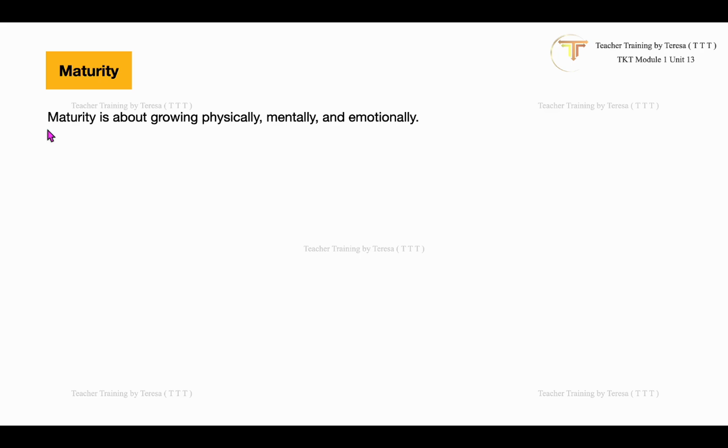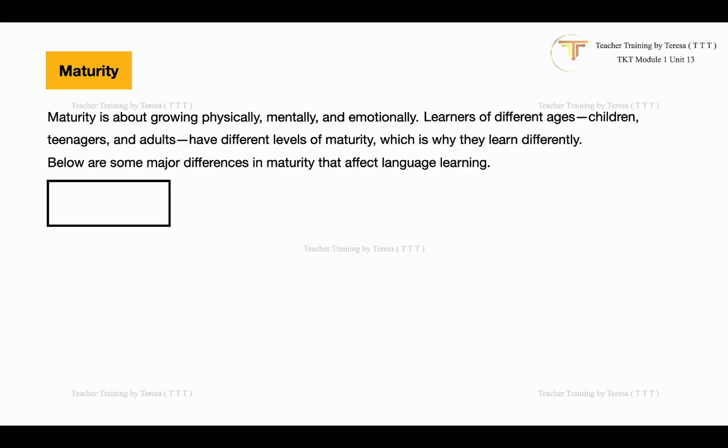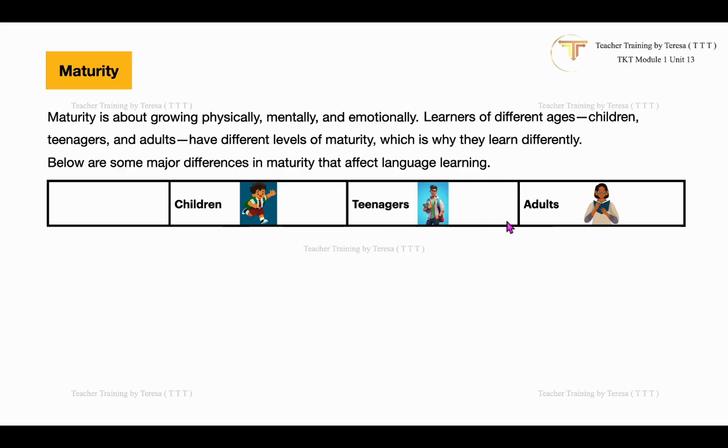Maturity. Maturity is about growing physically, mentally, and emotionally. Learners of different ages, children, teenagers, and adults, have different levels of maturity, which is why they learn differently. Below are some major differences in maturity that affect language learning. Children, teenagers, adults.